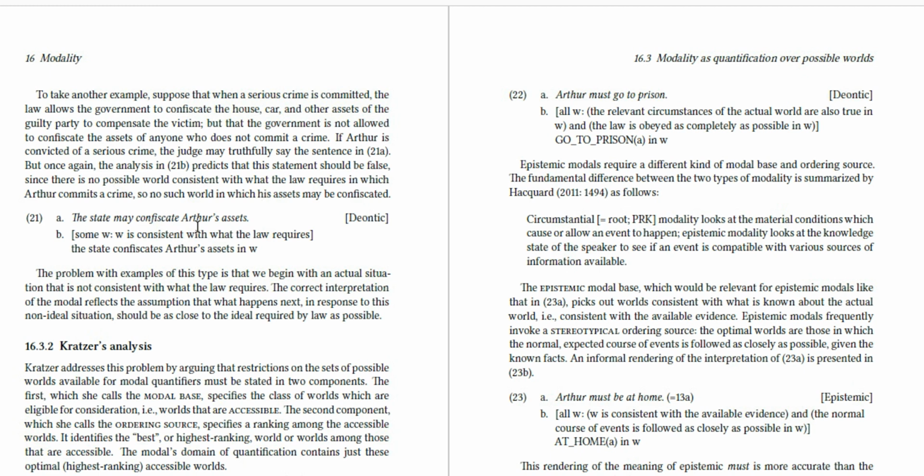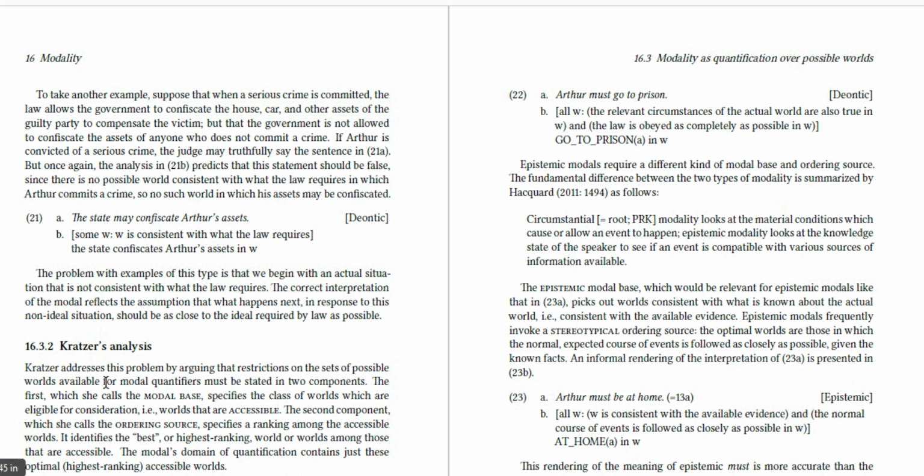The state may confiscate Arthur's asset. So that's called deontic because it needs rules, it needs regulation. And for sure, how could we recognize it? By the word confiscate. Confiscate is a very strong word that belongs to law. That's how we understand it.